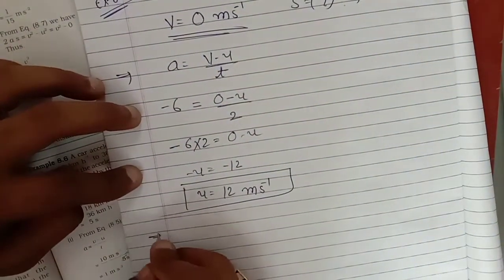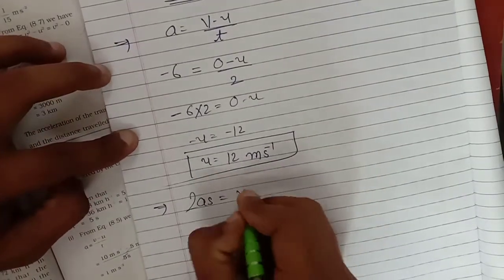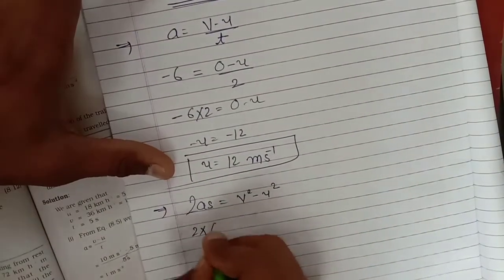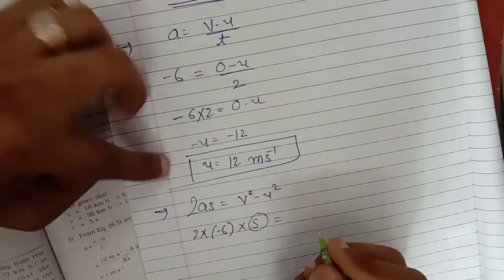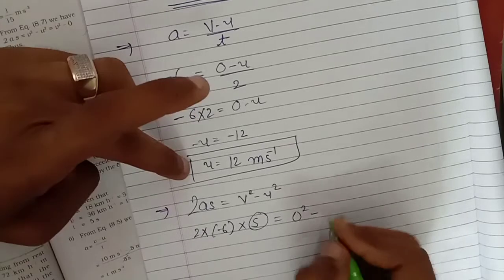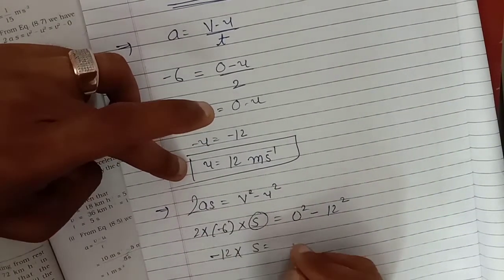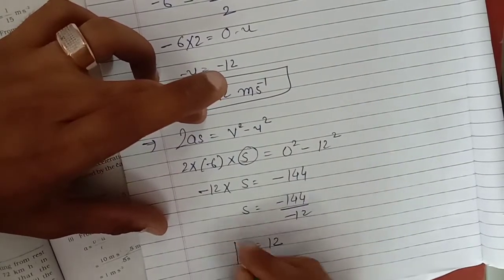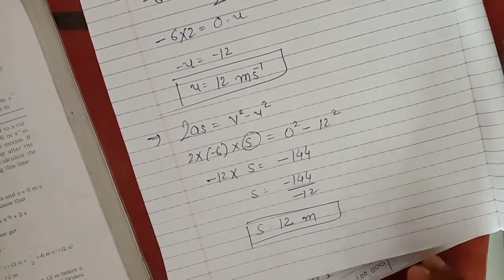So you can easily find out the distance using the motion formula. 2as is equal to v square minus u square. 2 into a is what? Minus 6. s is what? You have to find s. v square, 0 square, minus u square, 12 square. 2 into minus 6 is minus 12, s, minus 144. Minus 144 divided by minus 12. s is equal to what? 12 meter. This is the distance here.